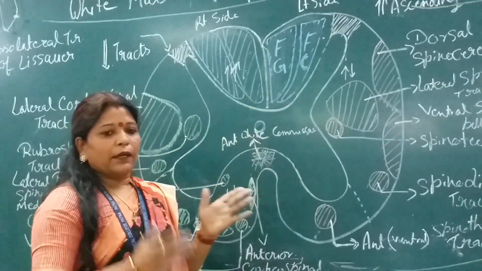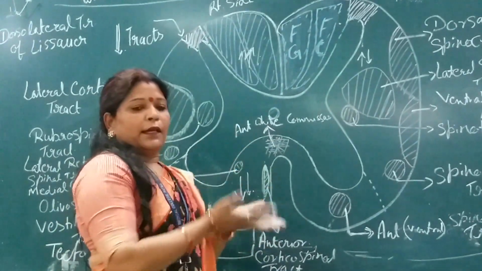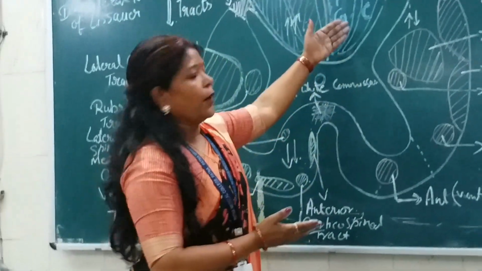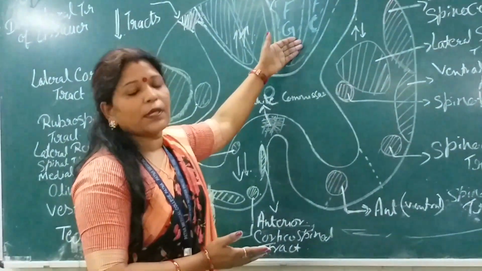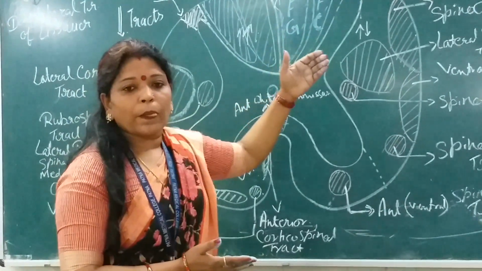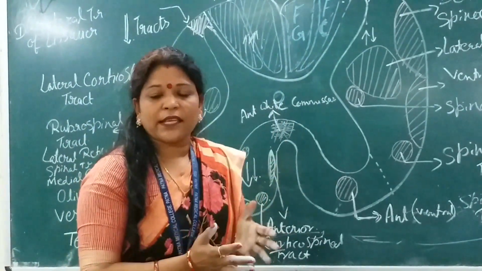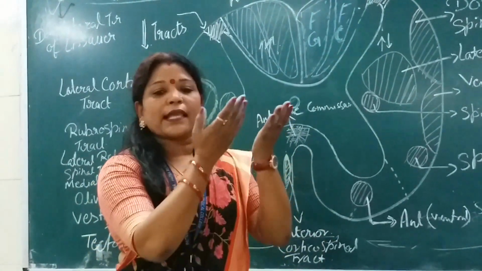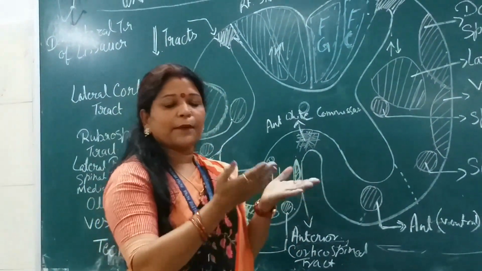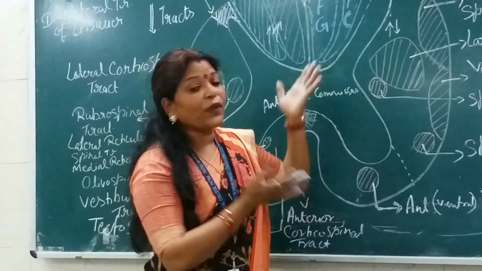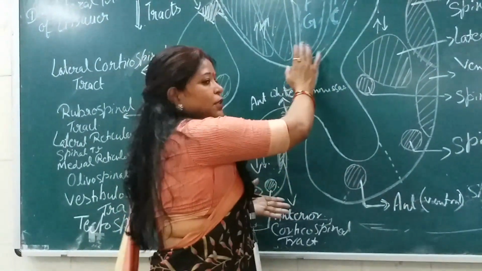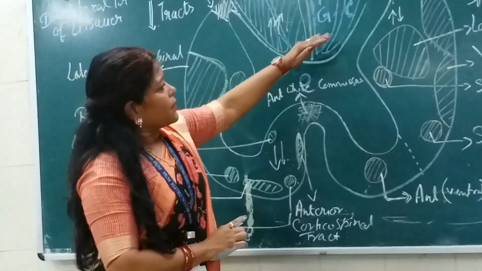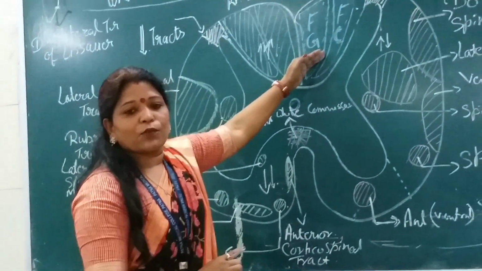Dorsal column, what does it carry? Which type of sensation is carried through this compartment, or the funiculus of the white matter? Anyone? Which type of sensation does it carry? Yes, of course, it is the ascending tract. It will carry sensory impulses. Which type? In the dorsal column, these things are very important. You must remember it. This column carries what?